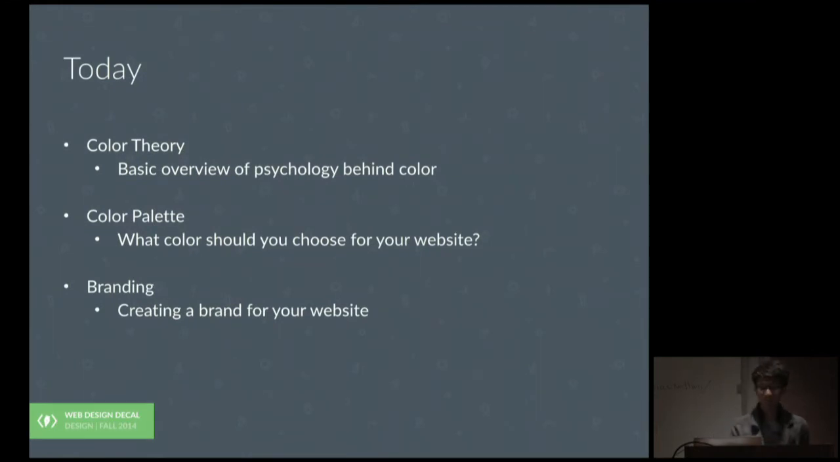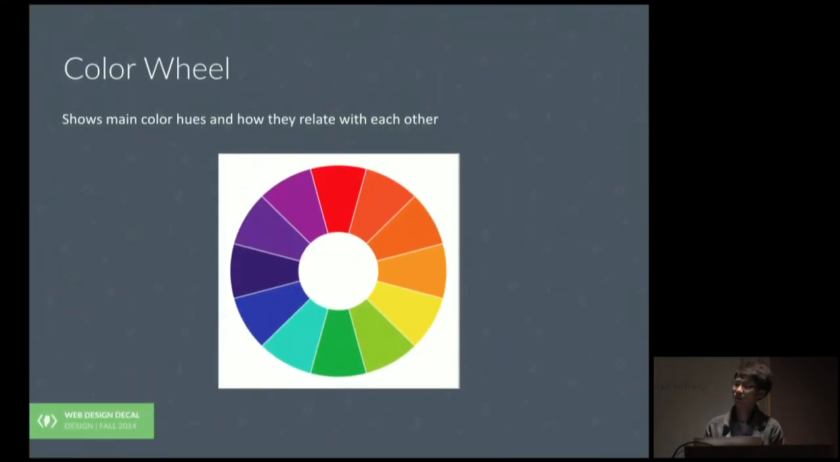So today's topic is about color. We're going to talk about some basic color theory, people's psychology behind color, color palettes, what colors you should choose for your website, and lastly, we're going to talk about branding of your website. So let me first talk about some basic theory about color. We're not a graphic design class, so we're going to cover this very quickly. There's this thing called a color wheel that shows you the main color hues, the main colors, and the relationships between each color.